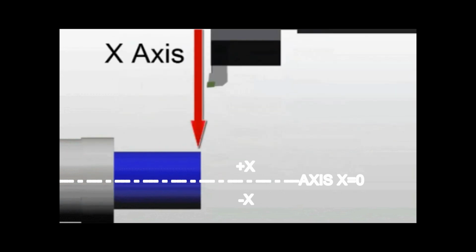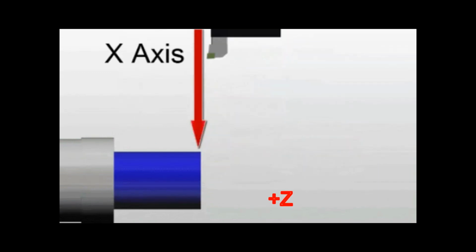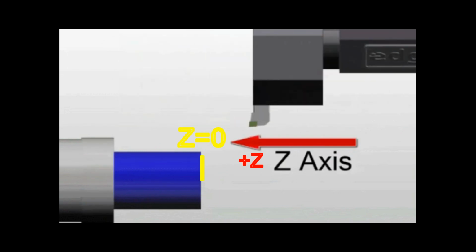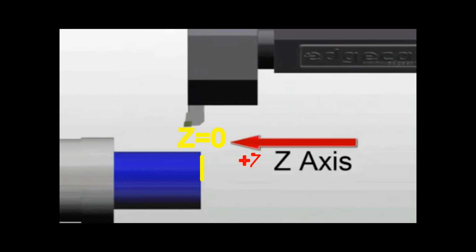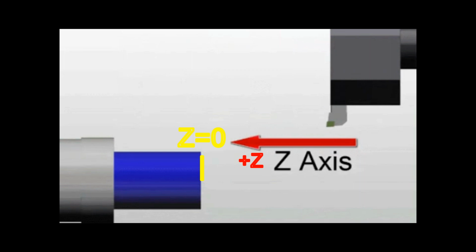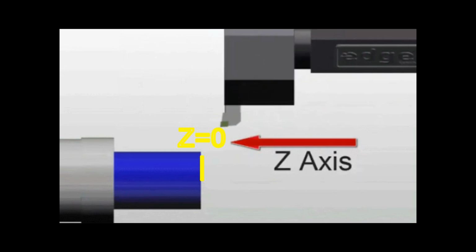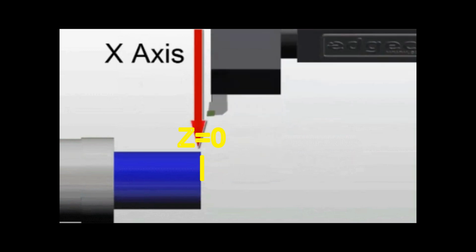Similarly, at the front of the workpiece, Z is positive. At the front surface, that is, if you touch the workpiece face, there Z is equal to 0. If we want to remove metal from the workpiece, we have to give Z in negative values.